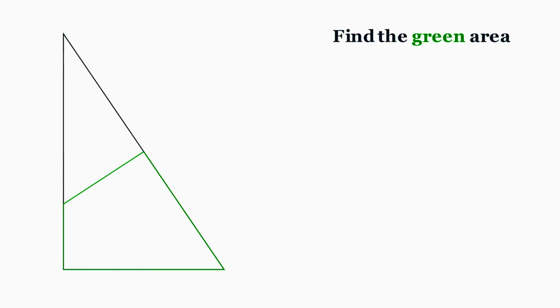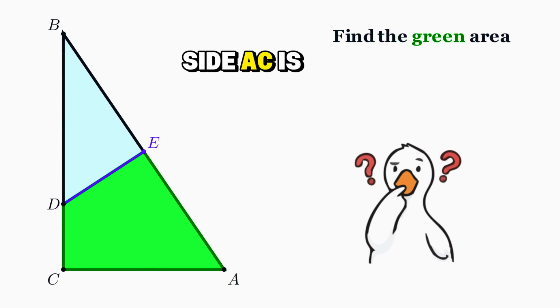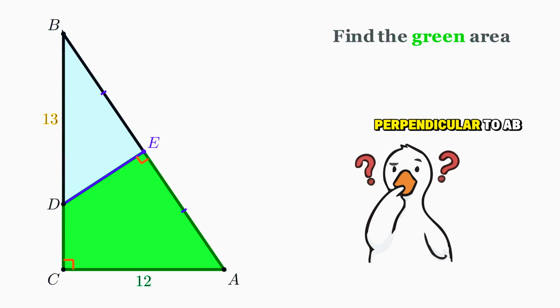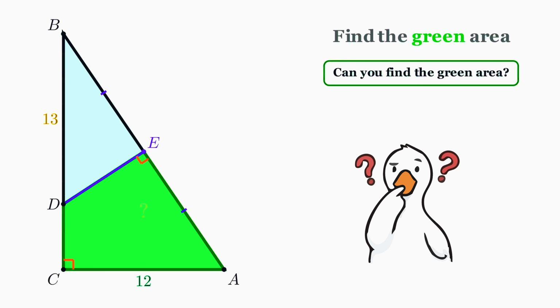This green side right triangle ABC. Side AC is 12 units, segment BD is 13 units, AE equals BE, and DE is perpendicular to AB. Can you find the green area?